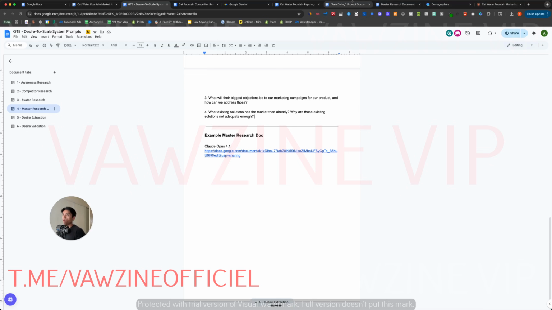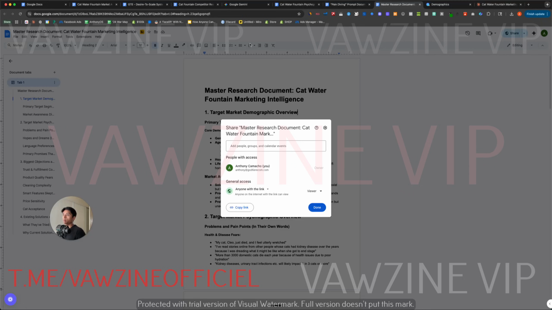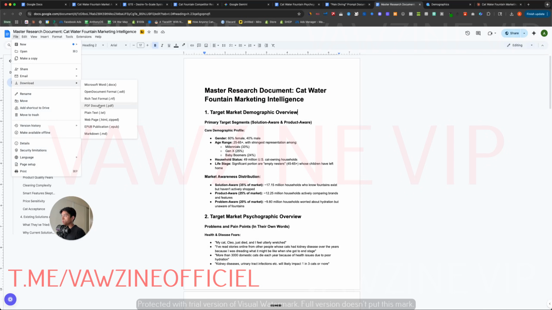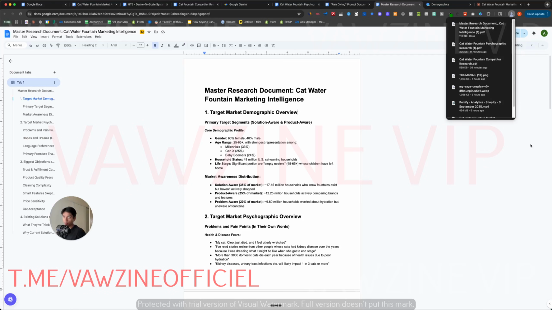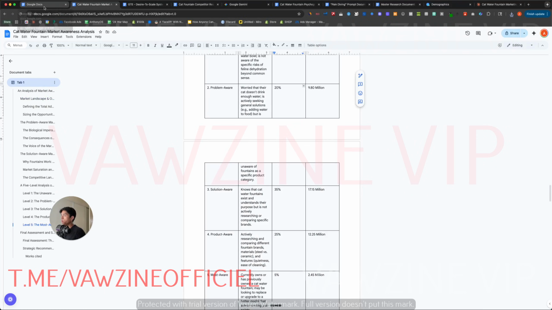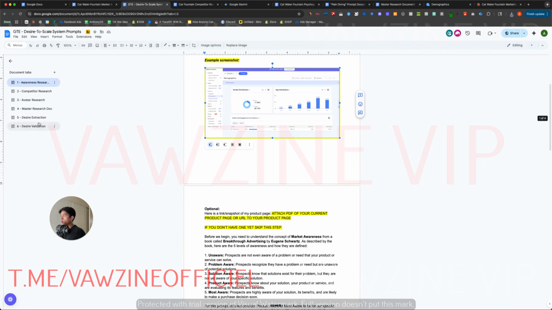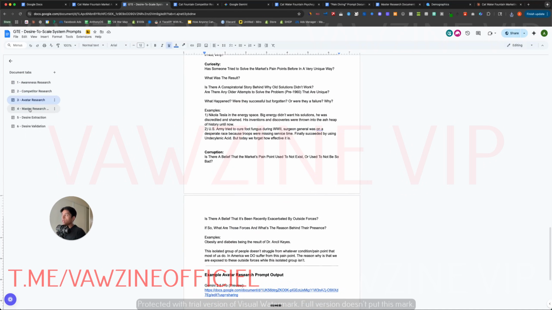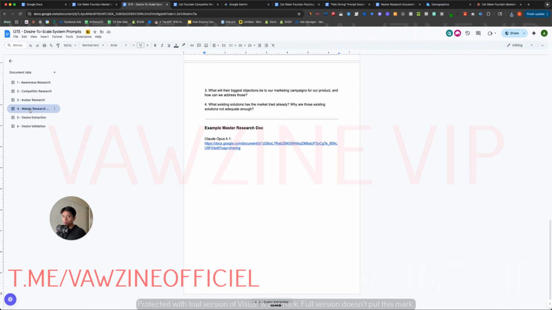And if you haven't already, go to the master research document, and you're going to want to go ahead and download this as a PDF. Okay. So now you have the master research document. And as a quick recap, you should have 4 documents in total. At this point, you should have the awareness research document, the competitor research document, the avatar research document, and now the master research document.